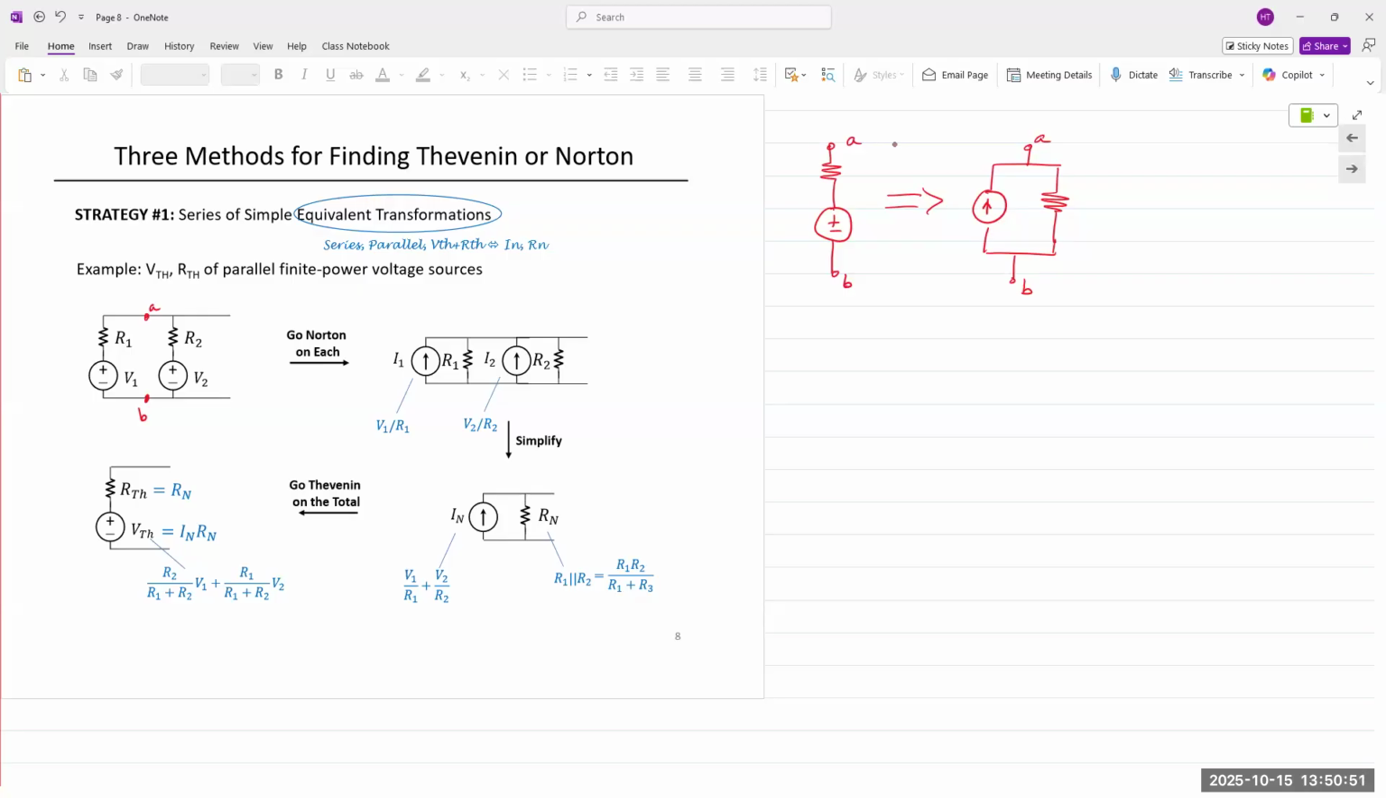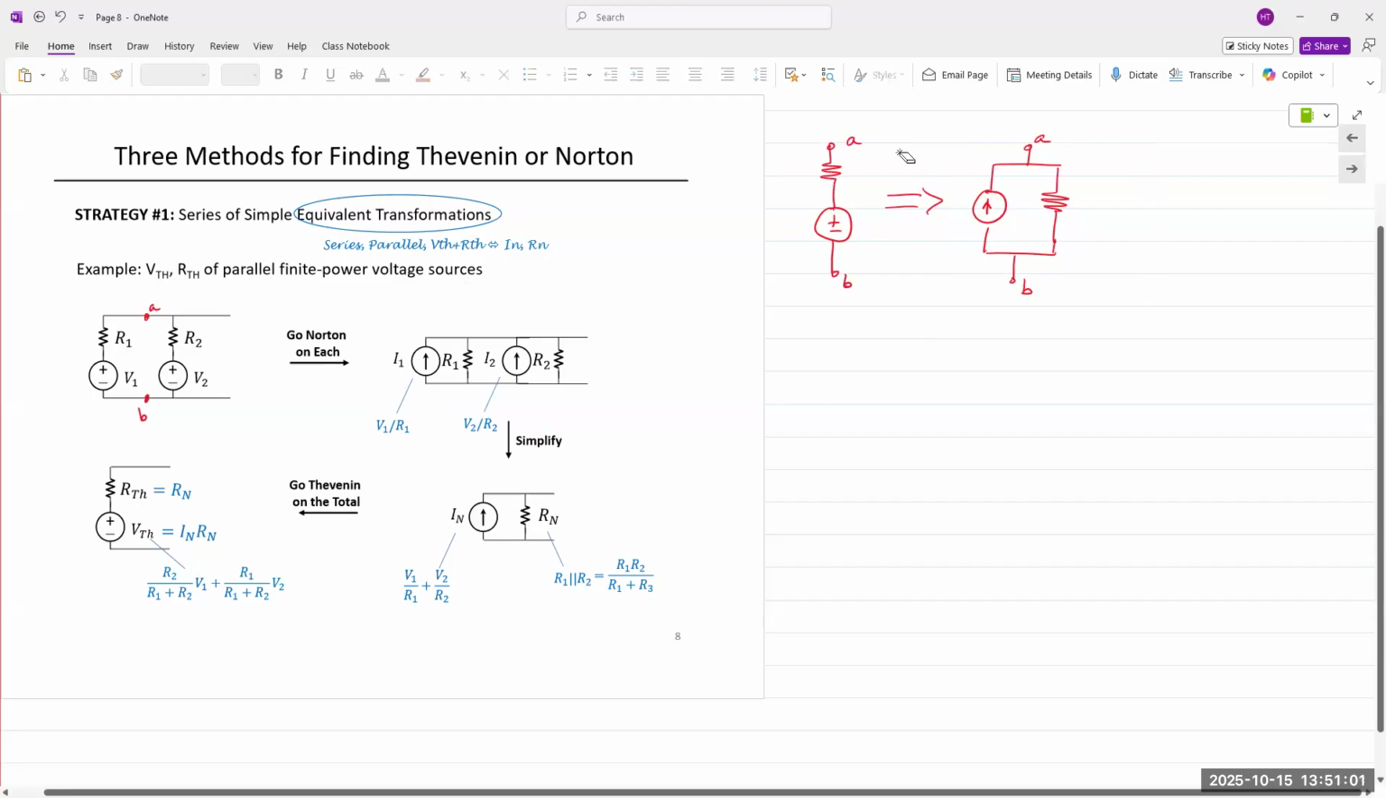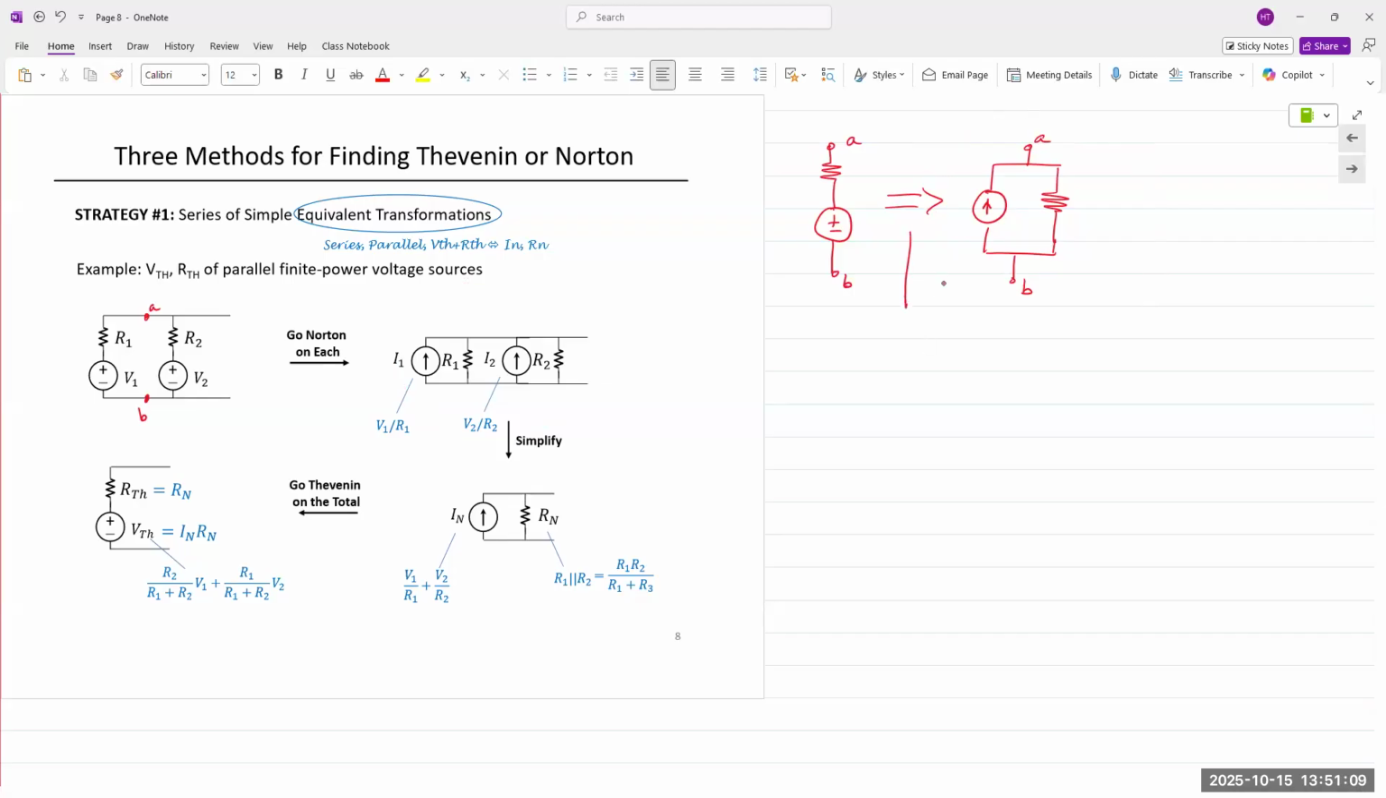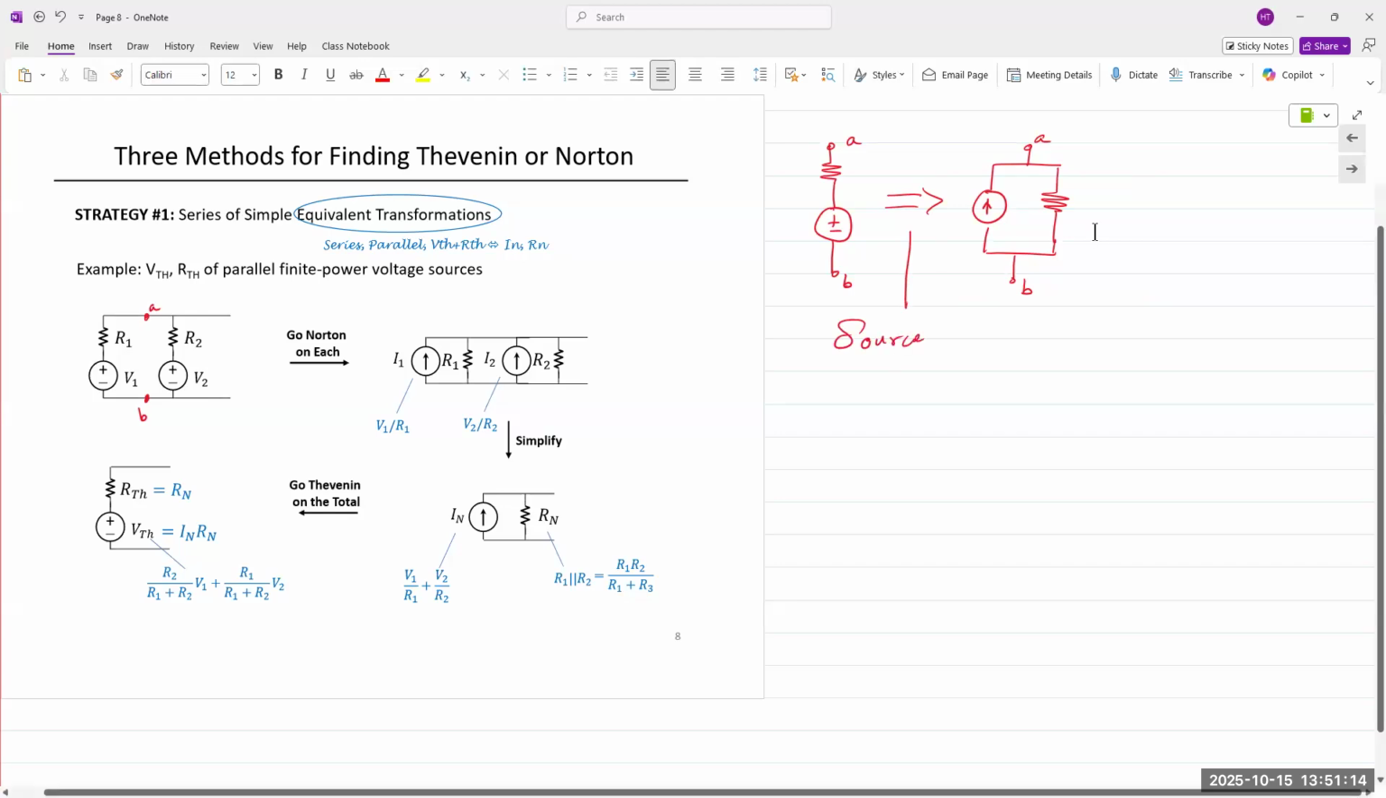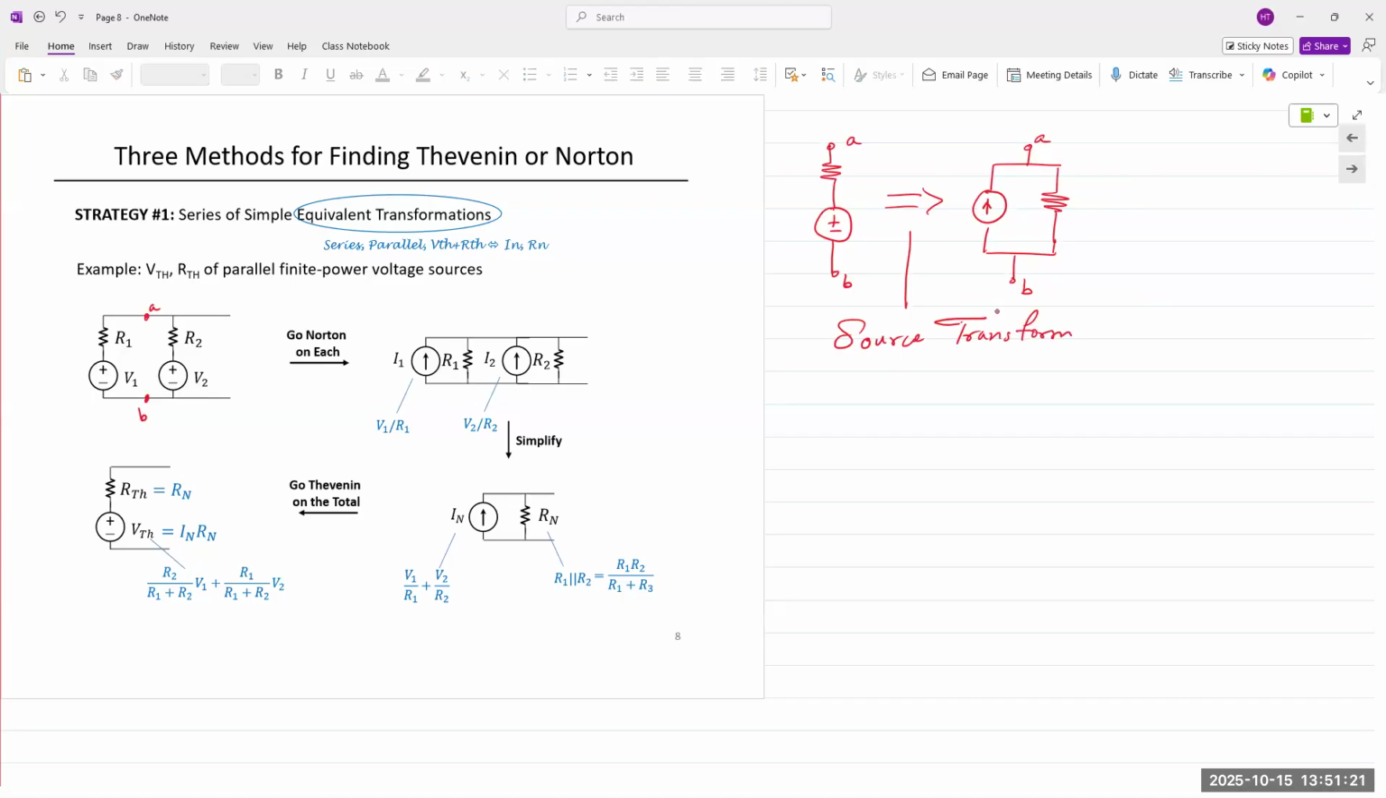Which one? This here? Here? That's source transformation. I'm going from Thevenin, like a voltage source, to a current source. So, source transformation.